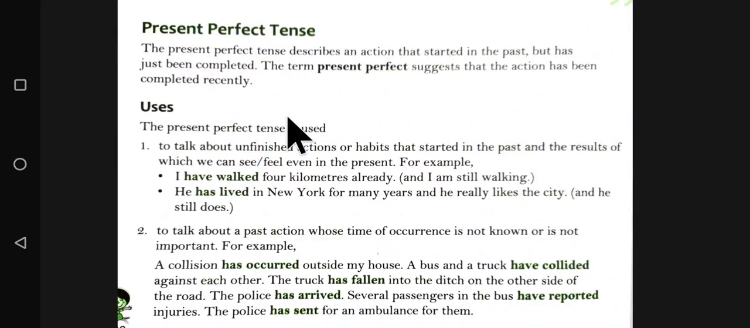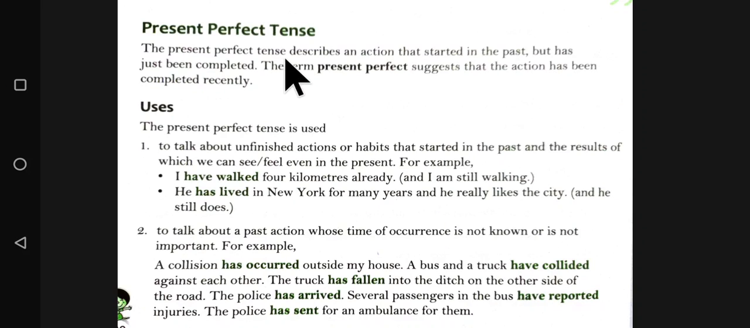Morning, students. So let's study the next chapter of your English language, that is the perfect tenses. And in perfect tenses, first we are going to study about present perfect tense. So, what is present perfect tense, or what type of action does it describe or show?